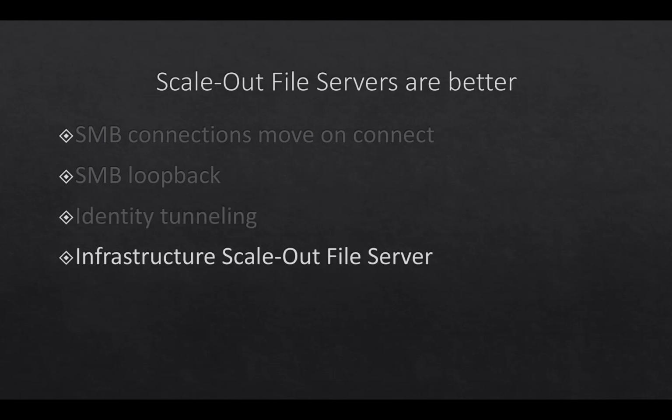The infrastructure scale-out file server role is new. This was something that was created for cluster sets. It can be used for other things as well, but it was originally done specifically for cluster sets. Same premise as a scale-out file server in that it's a distinguished network name, but as soon as you create it, it automatically creates the shares for you based off the CSV volume names.